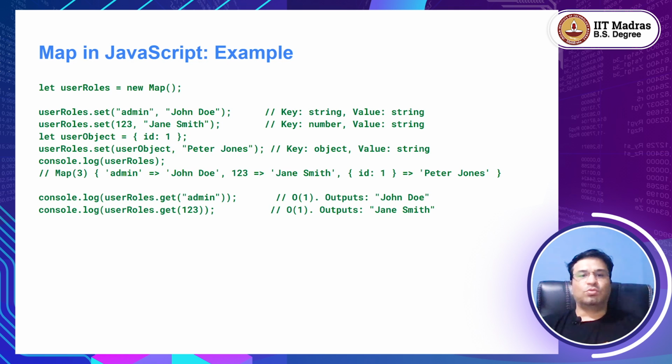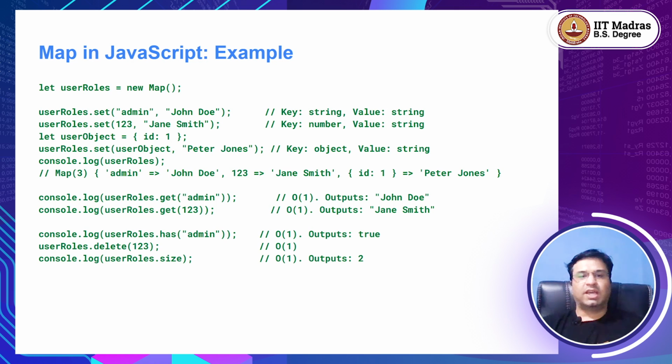To get a value, use the .get method. This is also an average Big O(1) operation. Here we retrieve a value by passing the exact key that was used during insertion to the get method. To check if a key exists, use the .has method, which is a Big O(1) operation. To remove a key-value pair, use the .delete method, that is also a Big O(1) operation.